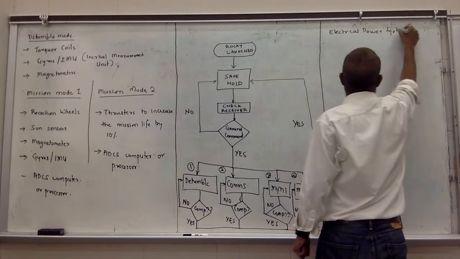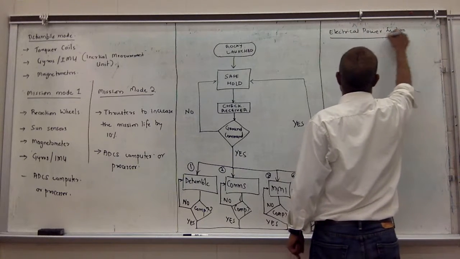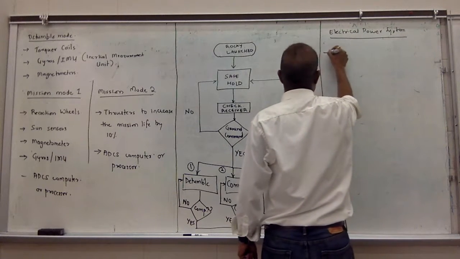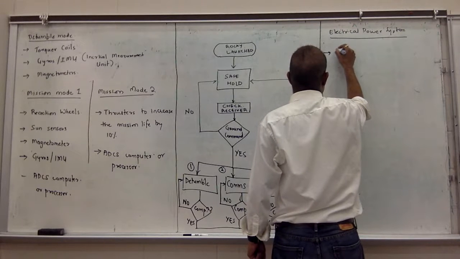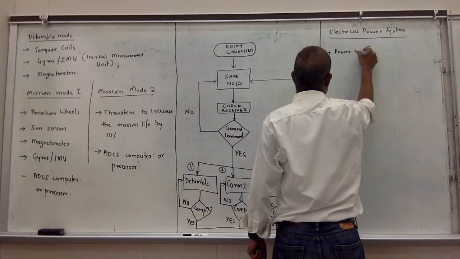So what do we need for an electrical power system? You need a battery. Right. So first we start with the power source. What is the power source? Solar cell.